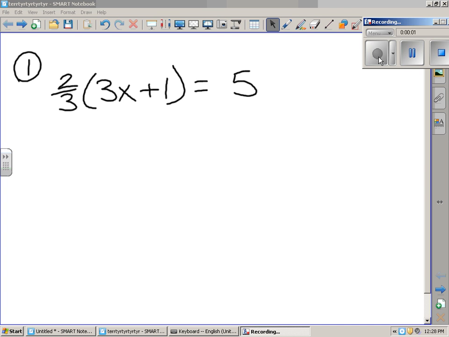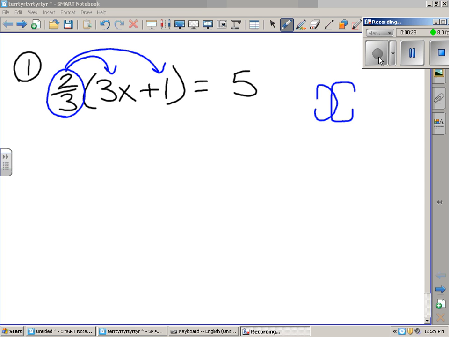This video is over the problems that were at Station 4 that you worked on in class. In number 1, when you take a look at this, you want to look first and see if you have any distributive property to deal with. And when you look over here, you can see that on the left side, you have to deal with the distributive property. The distributive property here requires you to take 2/3 and multiply it by 3x and multiply it by 1.